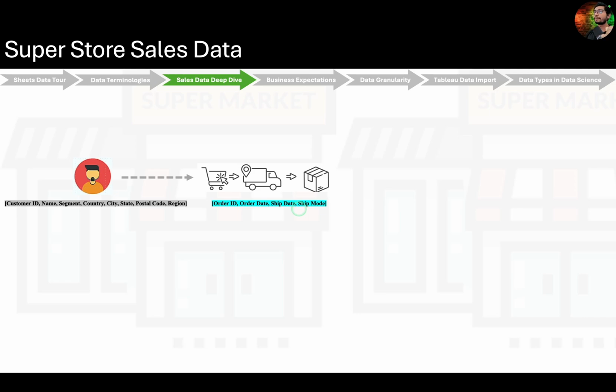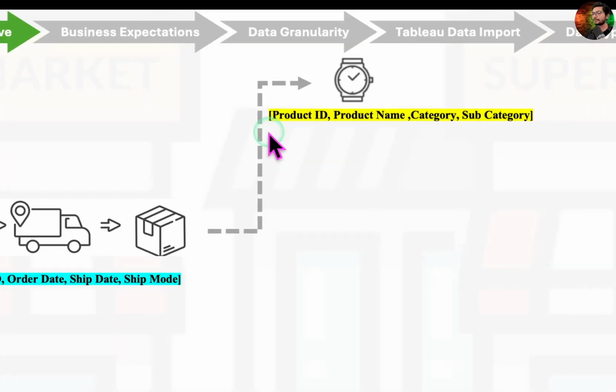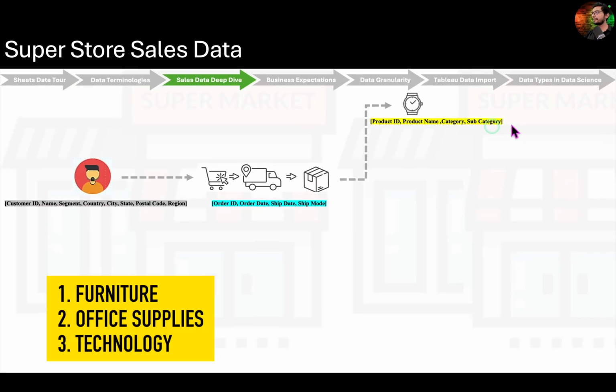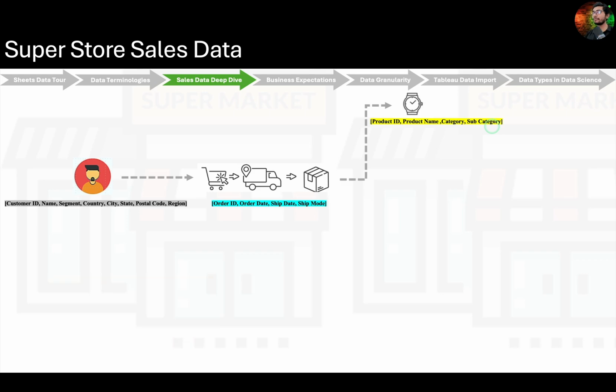Let's first look at the product or item details. Let's assume the first item in your order is a great looking smartwatch that you ordered for your loved ones. Since this product is a part of the store's inventory, the business already has stored information about it. It's usually the unique product ID, the product name, category, and the subcategory of the product. In the dataset, we have three categories, namely furniture, office supplies, and technology. So in this case, the category could be technology and the subcategory could be watches.